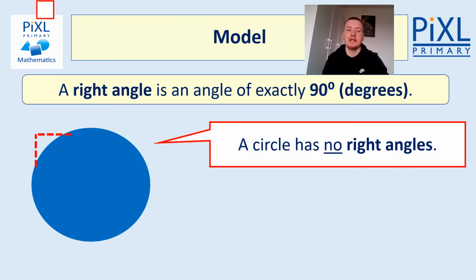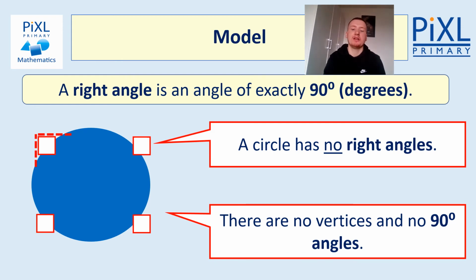Let's have a look then. So a circle, let's just test it with our squares. A circle has 0 or no right angles. Why? Because there are no vertices, which means there are no corners. So it is impossible to measure an angle on your circle. So they have no right angles. Always remember that.